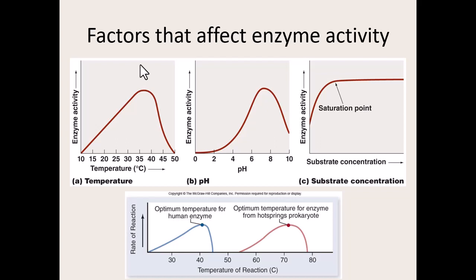So this is showing the optimal enzyme activity is right around that 37 degrees Celsius. So the optimal temperature for a human enzyme, well, it looks a little higher than that, but either way, it's going to work just fine at body temperature.